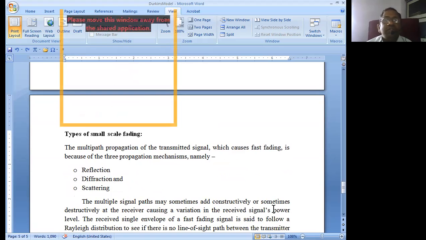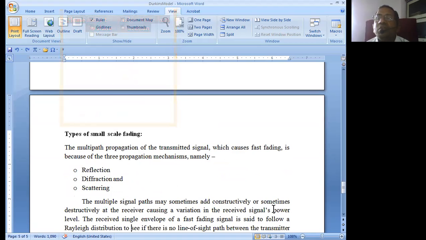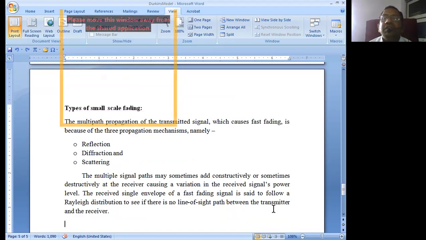So, types of this small scale fading. The multipath propagation of a transmitted signal which causes fast fading is because of three propagation mechanisms. Why are multipath signals received by the receiver? Due to reflection, diffraction and scattering. Due to these three effects, this appears. So the small scale fading appears because of these three basic effects.